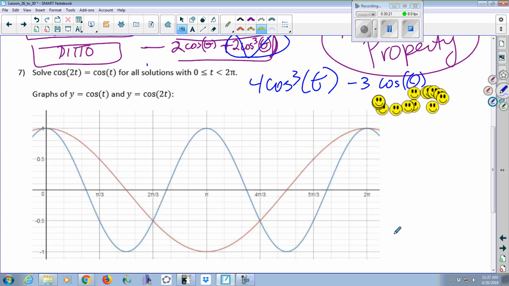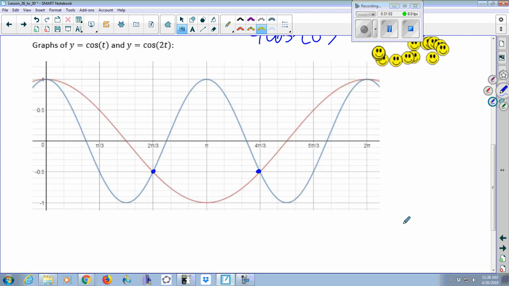Here we have cosine of 2 theta equals cosine of theta on your interval 0 to 2 pi. So it's saying what values of t will these two functions be the same. So what I did here in red is your cosine function. And this is compressed or shrunk, so you got 2 cycles of cosine in the blue on the same period. And where they intersect will be the solution. So you can see here you intersect here and you intersect there, and there's your answers. Graphically, there's your answers. How do we do it algebraically?